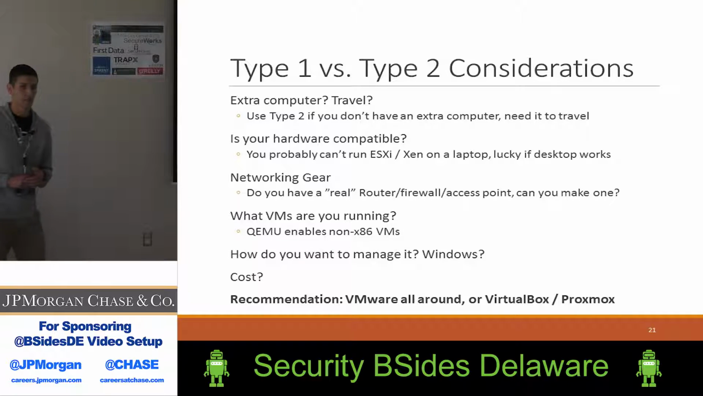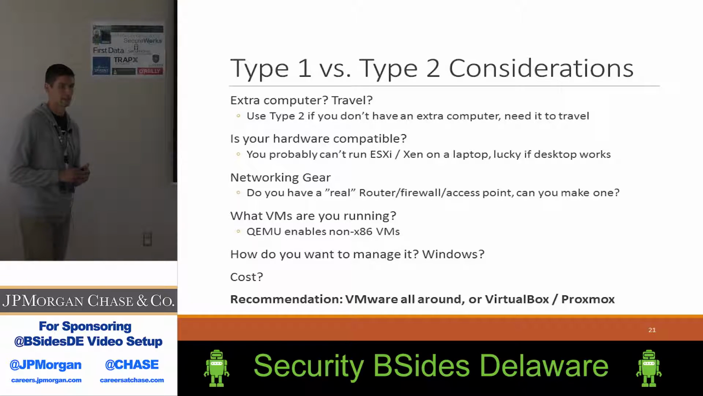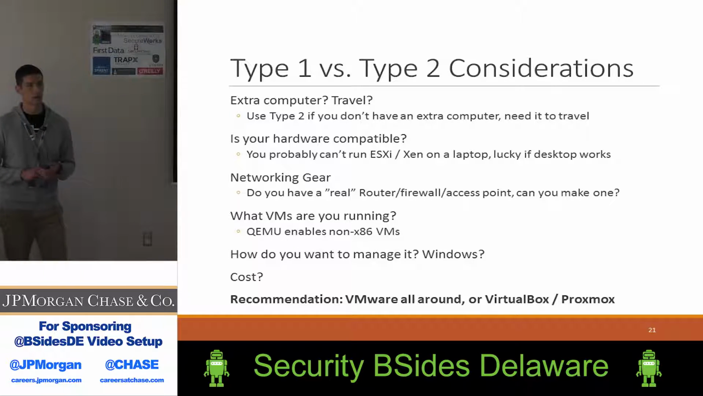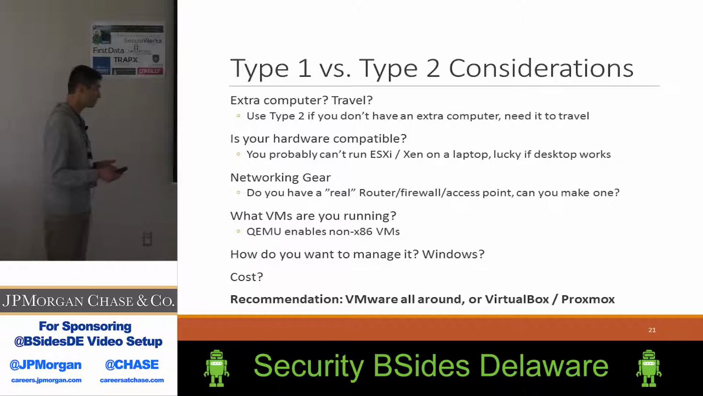So between these two, when you need to decide what you should think about, do you have an extra computer is going to be the main one. If you don't have an extra computer, you're probably going to be stuck with Type 2, because you can't run Type 1 as a primary operating system on your laptop that you carry around and use every day. Also consider whether your hardware is compatible. Consider whether the networking gear you have at home is going to allow what you want to do with it to happen, which we'll go into in a second.